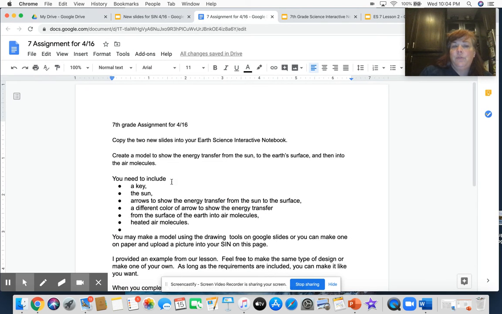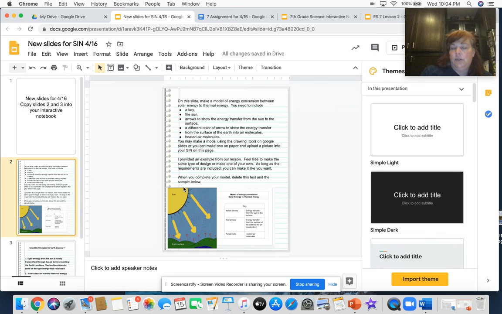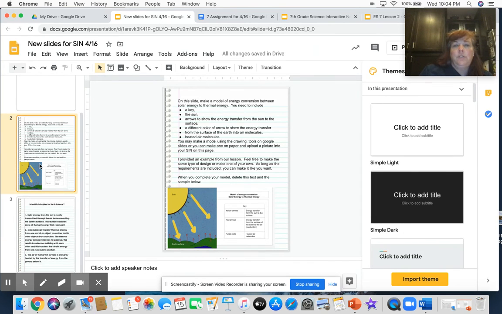Okay, so today, let's look at your assignment. 7th grade assignment for 416. Copy the 2 new slides into your Earth Science interactive notebook. So if we come up here to the new slides for the Earth Science interactive notebook, you'll see we have these 2 new slides. The first one, you are going to make your own model of the energy transfer.